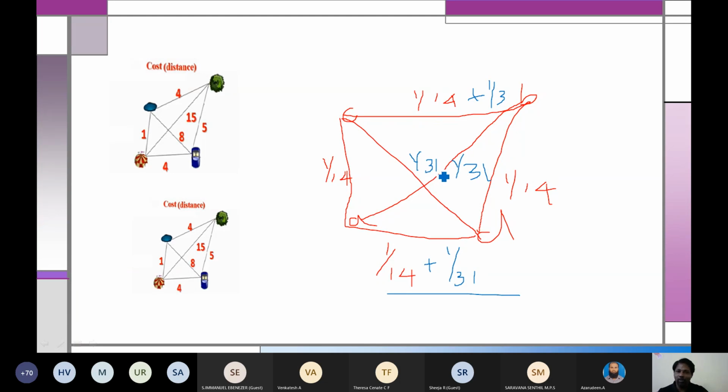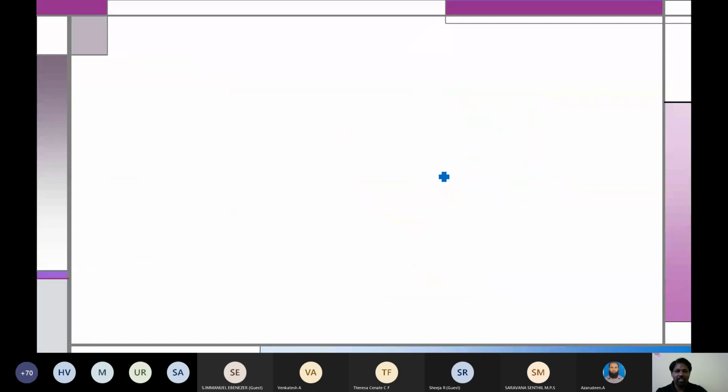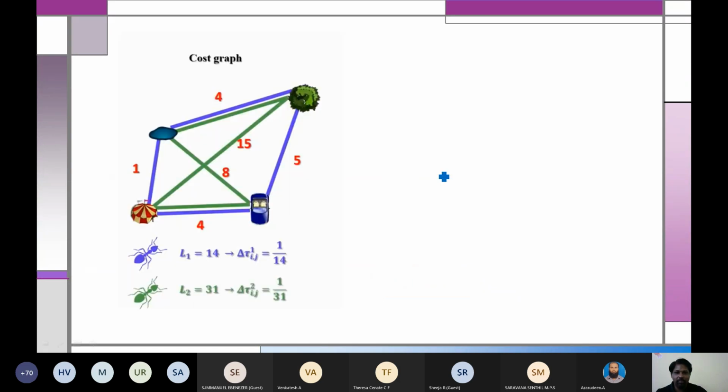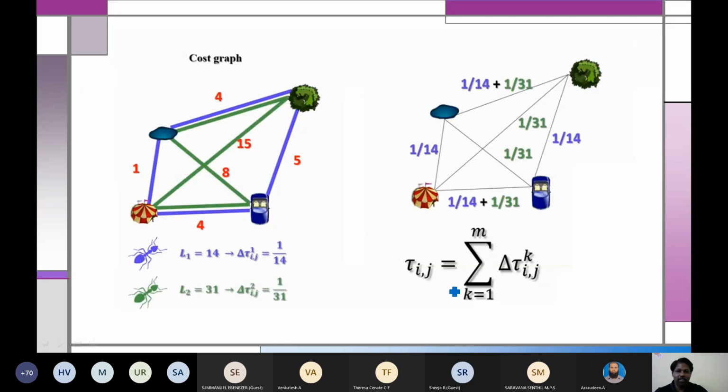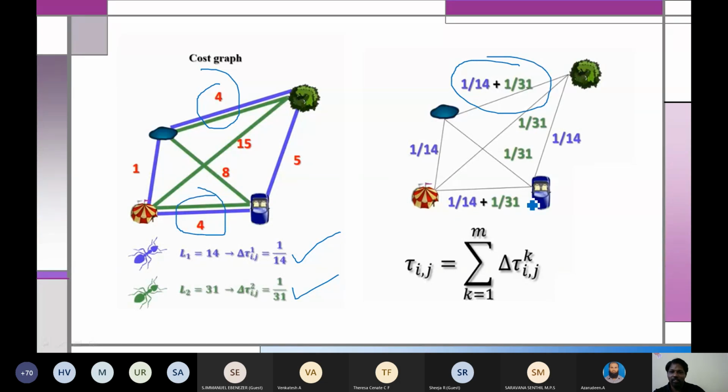Whatever path they are following, this number we have put. I'll just tell you the last one. You can see here, I just printed all those things. It first traveled this blue color path, it's 1 by 14. Next one is a green color, it's 1 by 31. In this path, both of them have traveled. In this path, both of them have traveled. In this path, only one ant has traveled.